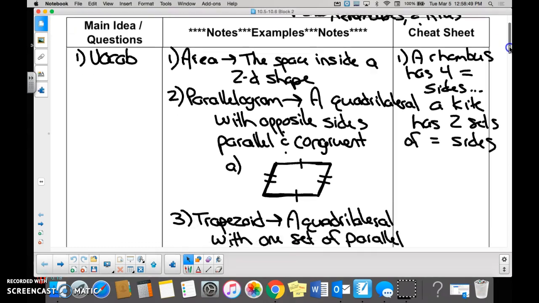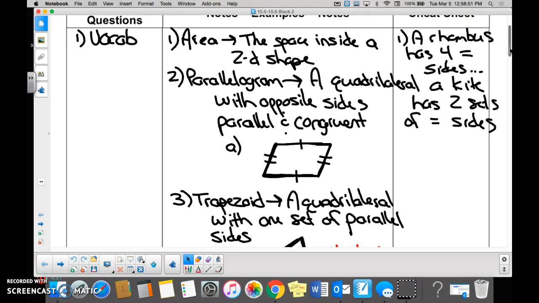Area. Are we talking about a 2D shape or a 3D shape when we're talking about area? 2D. Which means it's flat, right? Yes. Parallelogram, a quadrilateral with opposite sides that are what? Parallel. So are these two sides opposite? Yeah. Are they parallel? Yeah. Are they congruent? Yeah. Well, the congruent markers say they are, right?